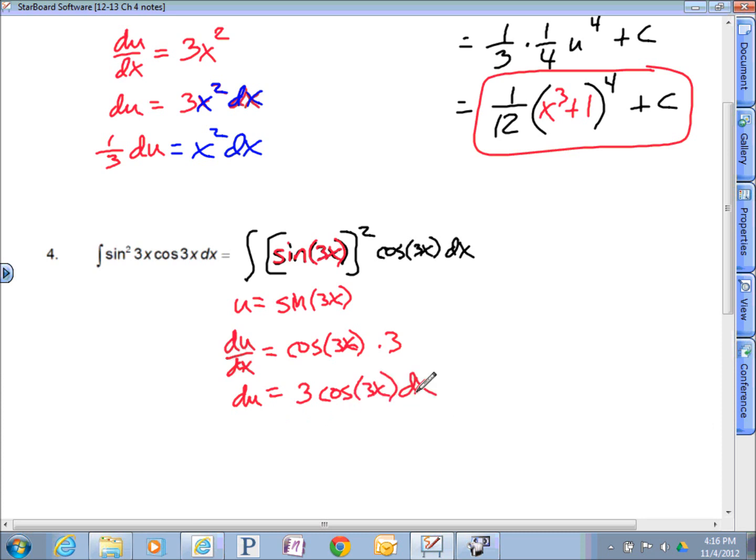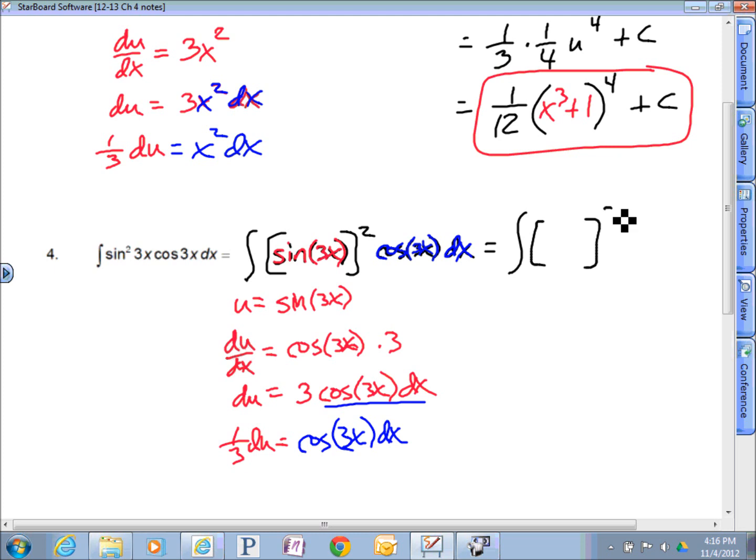Do we have that in the problem? Look at here. Cosine 3x dx. I've got that right here. What's that the same as? Cosine 3x dx is the same as 1/3 of a du. So replace the blue with the third of a du. Rewrite your integral. Well, what's being squared? Looks like u is. Interesting. What's the blue thing? That's the same as 1/3 of a du.